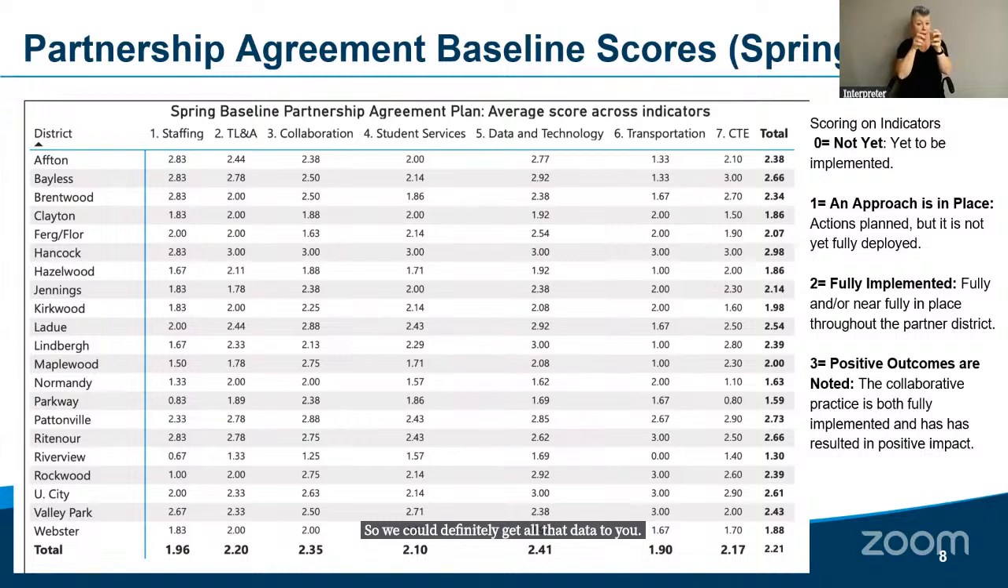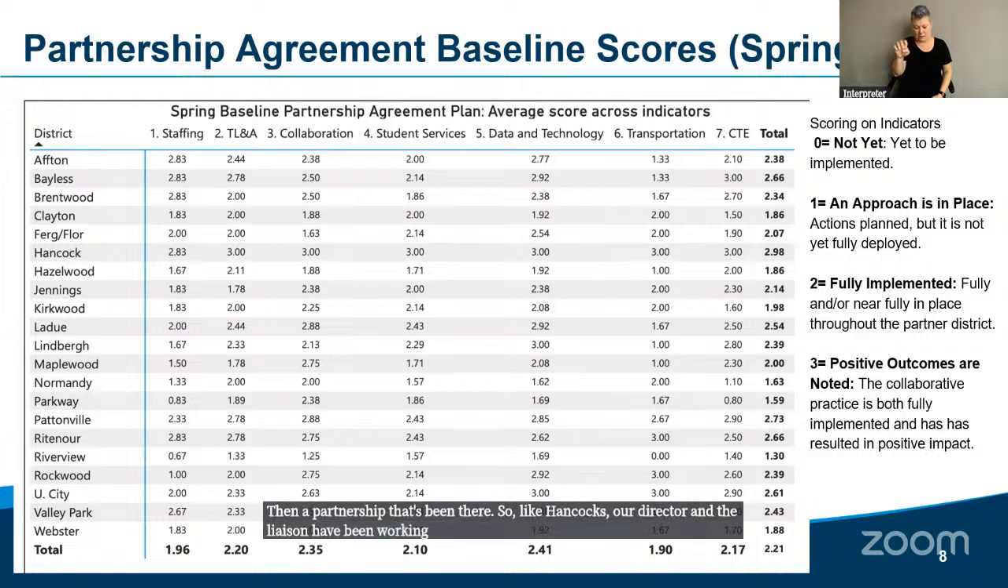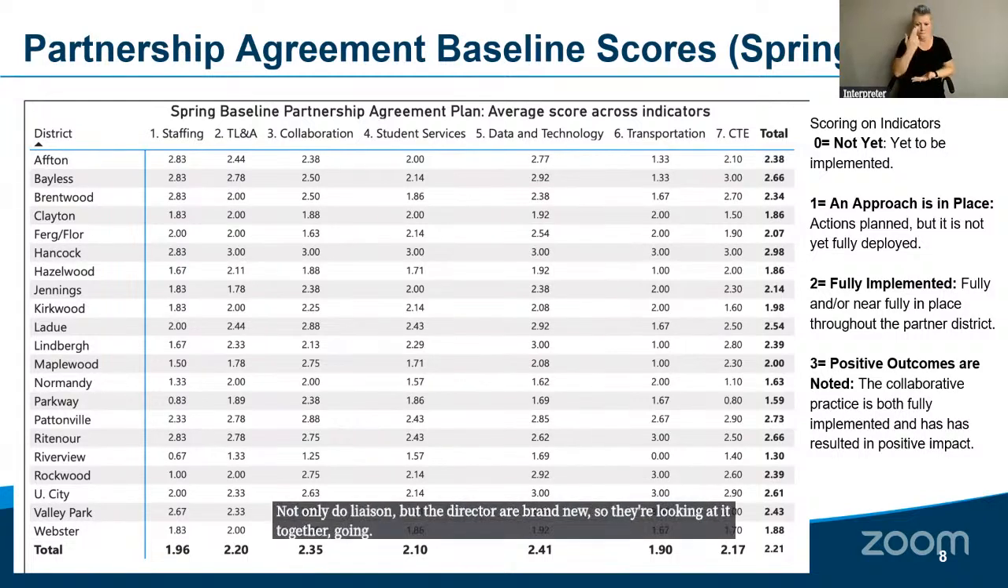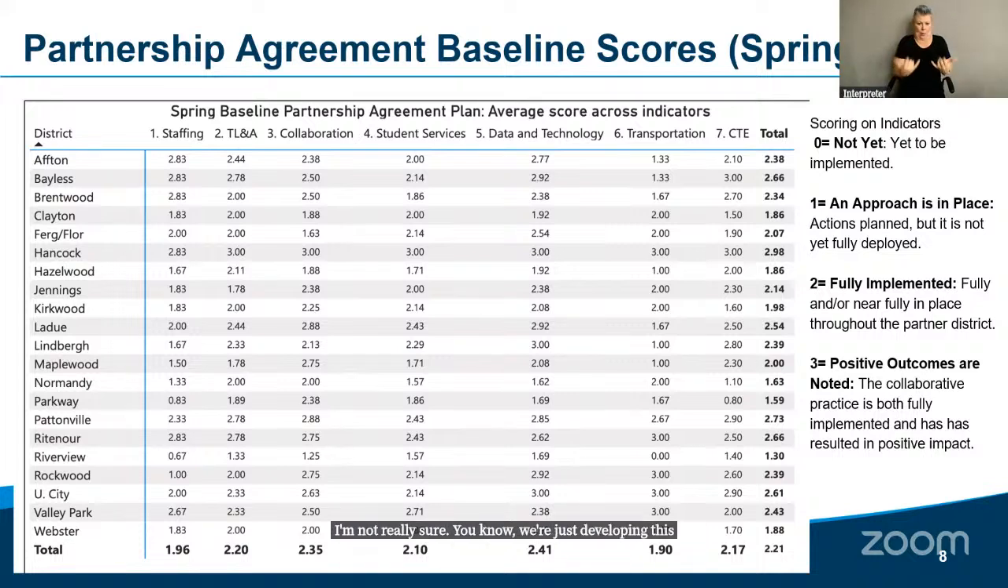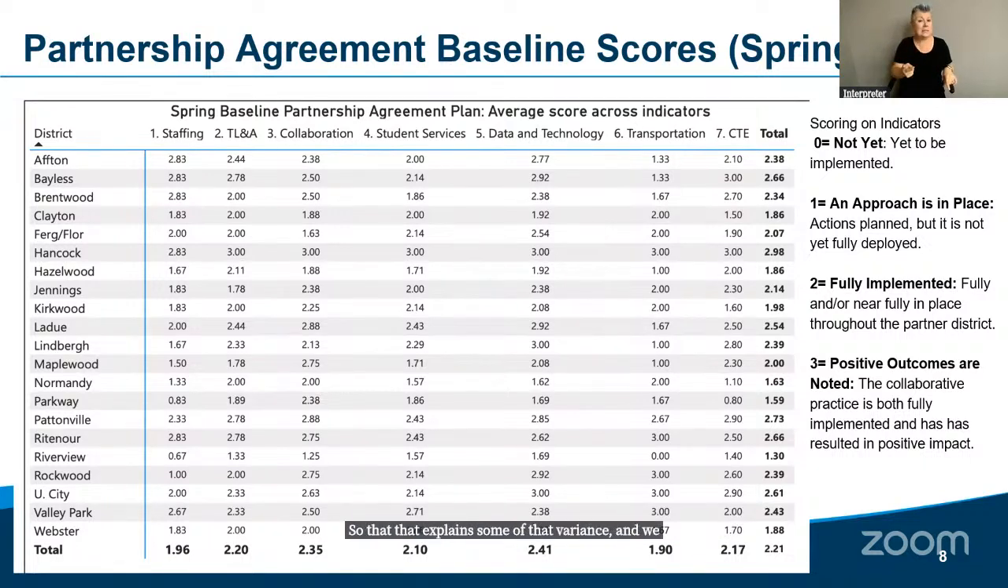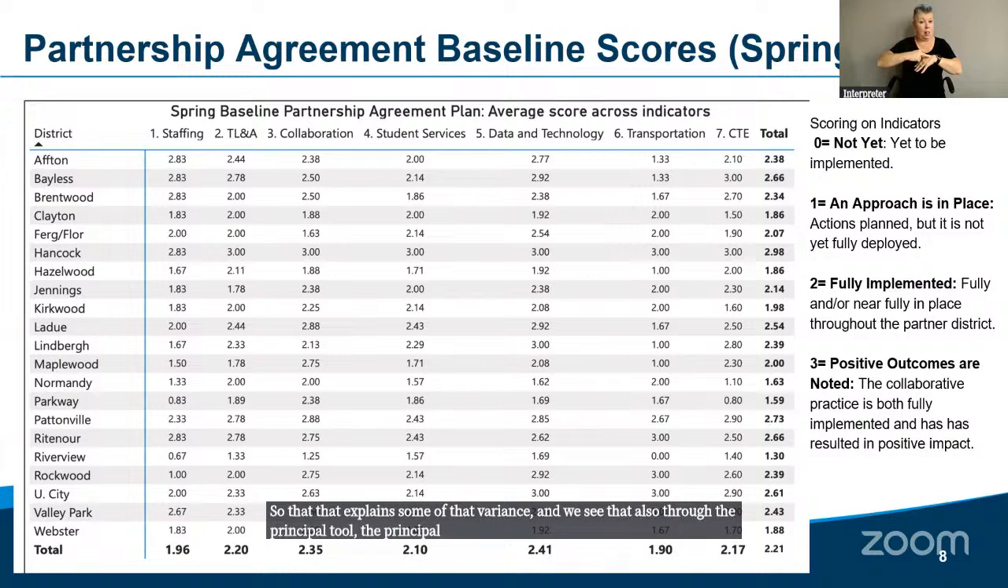I think I'm more interested in your response. Some of the variation too has to do with the partnership. If it's a new partnership, they tend to measure themselves lower than a partnership that's been there. Like Hancock Place, our director and the liaison have been working together for several years, whereas in Riverview, not only the liaison but the director are brand new. So they're looking at it together going, I'm not really sure, we're just developing this relationship. That explains some of that variance, and we see that also through the principal coordinator tool. So what does your team do when there's a little?